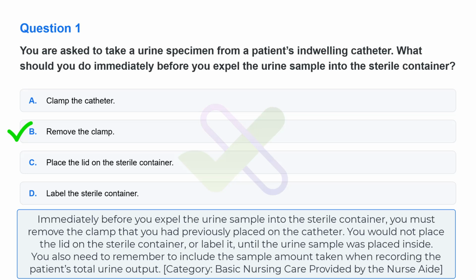The correct answer is B. Remove the clamp. Immediately before you expel the urine sample into the sterile container, you must remove the clamp that you had previously placed on the catheter. You would not place the lid on the sterile container, or label it, until the urine sample was placed inside. You also need to remember to include the sample amount taken when recording the patient's total urine output. Category: Basic nursing care provided by the nurse aide.